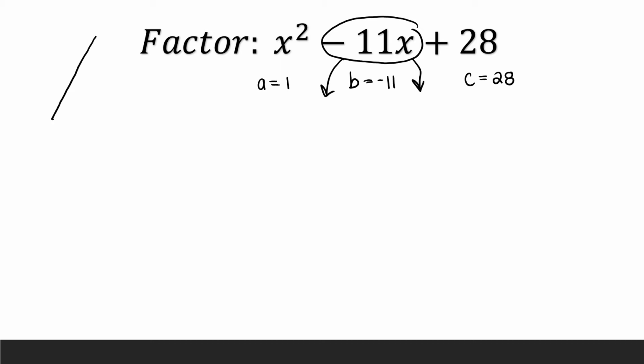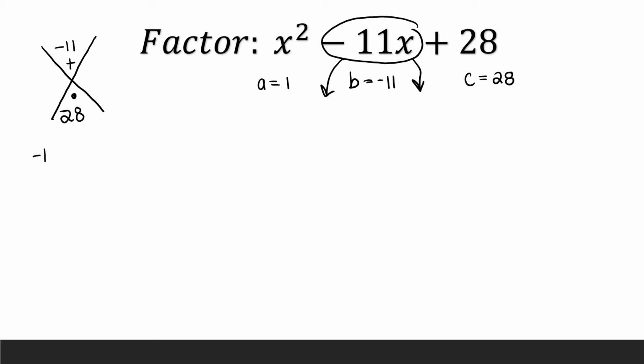So we can set up a sum and product puzzle to help us figure out what these two terms should be. We know that their coefficients will add to negative 11 and multiply to positive 28. Since they have to add to a negative number and multiply to a positive number, we know that both our factors are negative. So let's find our factor pairs for 28.